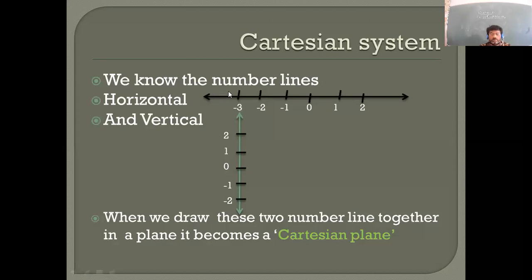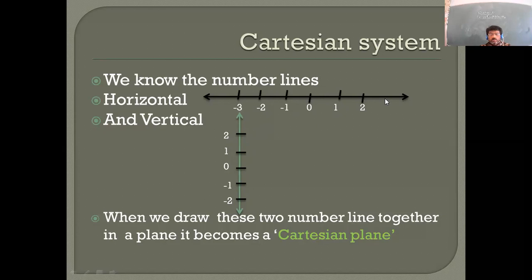We are already familiar with the two number lines. This is the horizontal number line. On the left side of the horizontal number line there are negative numbers: minus 3, minus 2, minus 1, in the middle 0, and on the right side 1, 2, etc. And there is one vertical number line. The upper side of this vertical number line has positive numbers, the downside has negative numbers, and in the middle is 0.